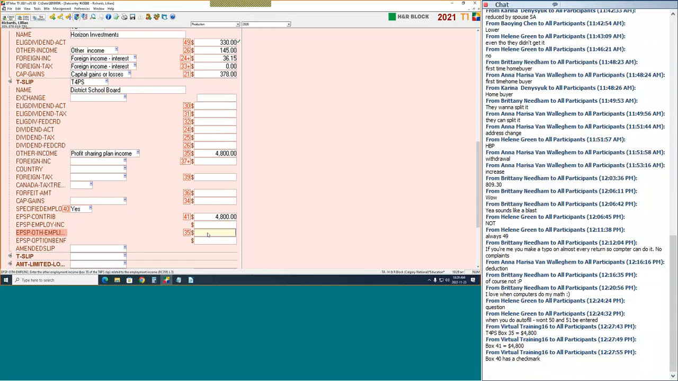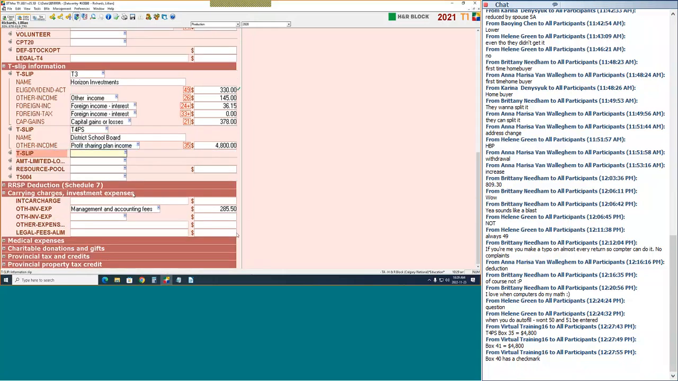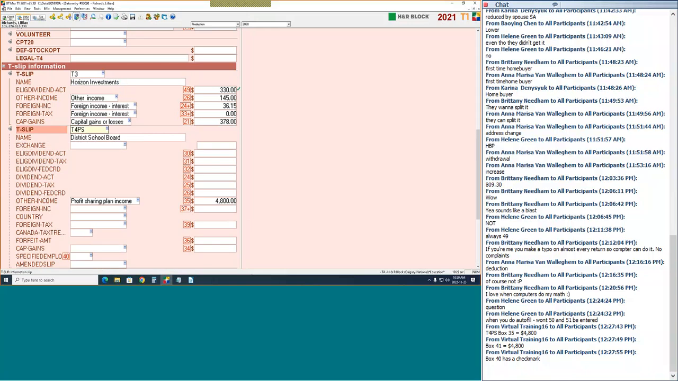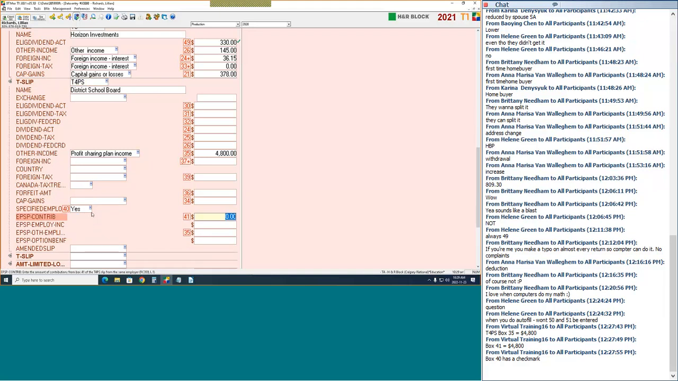Okay, I'm going to show you that one more time just so you can see me do it. If I've entered my T4PS, I've put my box 35 in. I find that I have to put in a box 41. I now know I have a specified employee. I check box 40. It has a check mark. I'm going to say yes. I need to put in the amount of contributions from the same employer, which is $4,800, and I have to enter the box 35 again. Even though I've done it once, I have to do it a second time.